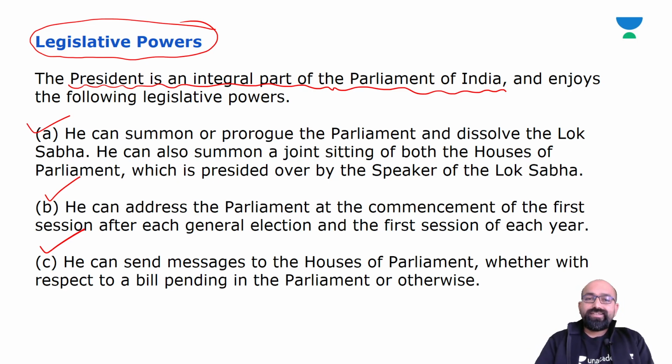The President is an integral part of the Parliament of India, so he enjoys legislative powers. He can summon or prorogue the Parliament and dissolve the Lok Sabha. He can address the parliament at the commencement of the first session after each general election and the first session of the year. He can send messages to the houses of parliament, whether with respect to a bill pending in the parliament or otherwise.